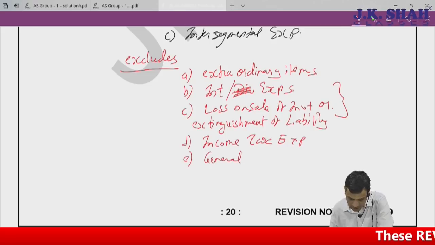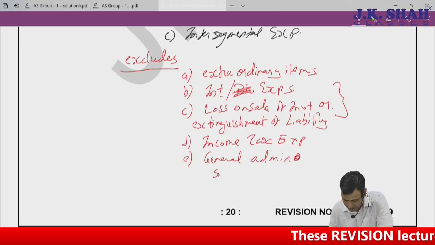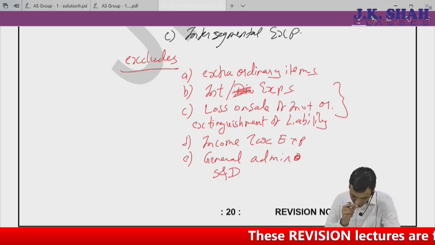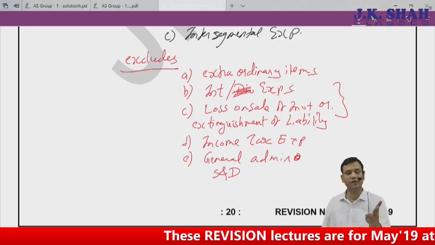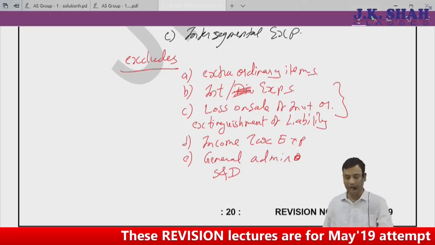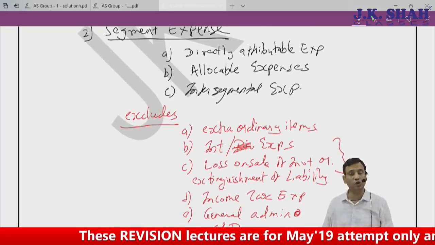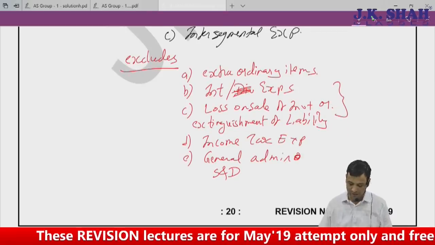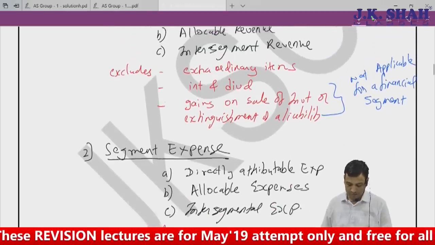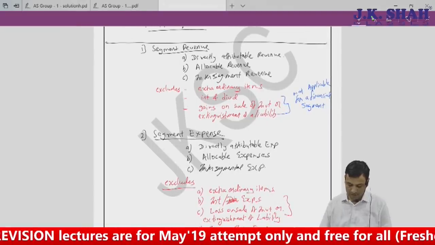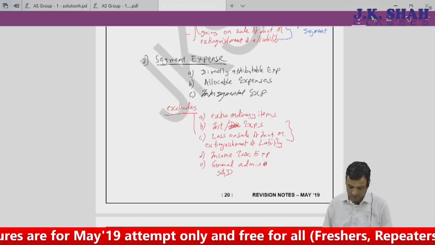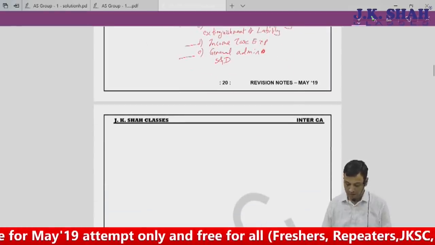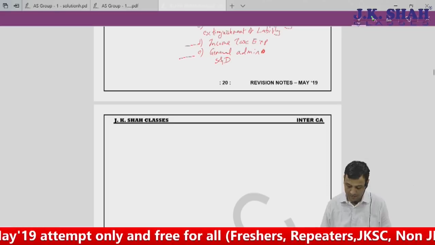Even general admin or overhead expenses, general admin, selling and distribution, and all this expense will also not form part of my segment expense. So segment expense includes three things: attributable, allocable, and intersegment expenses. What is not included? These five things, the same three things which we had here: extraordinary items, income tax, and general expenses. Now comes the next area. What do you mean by segment result?